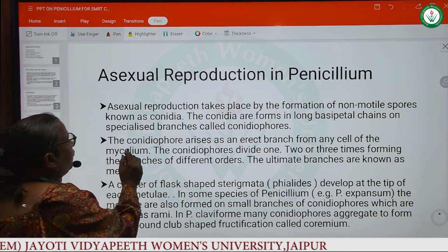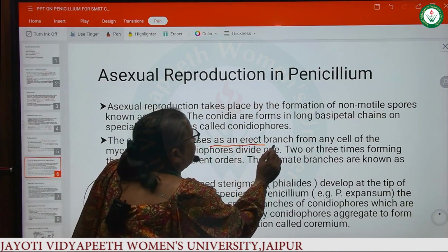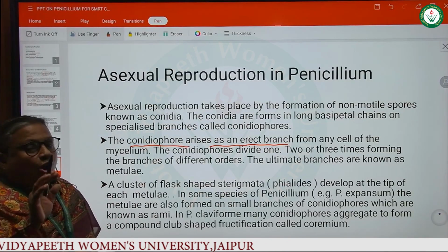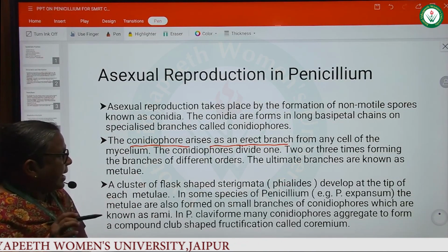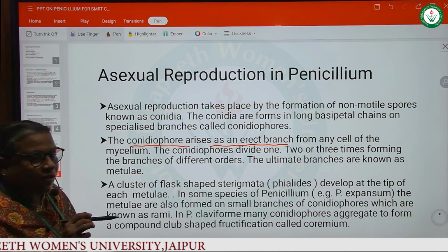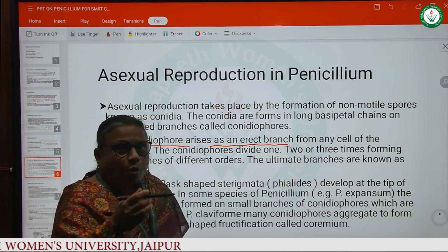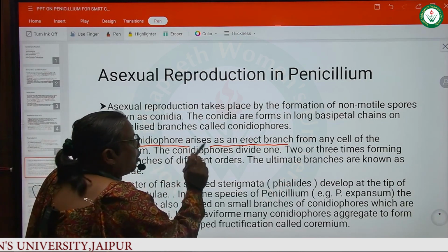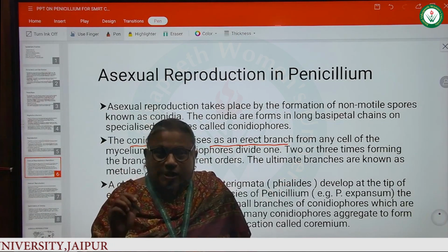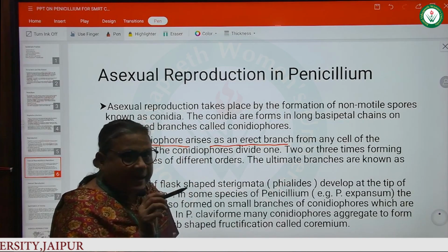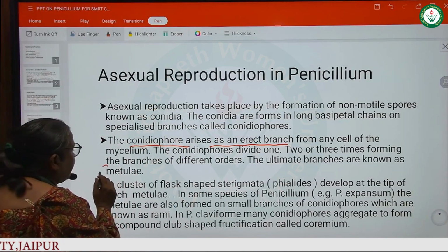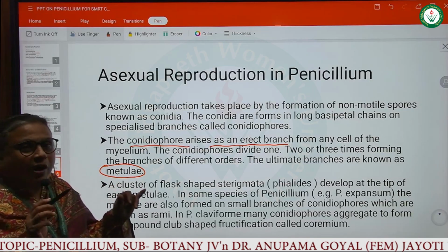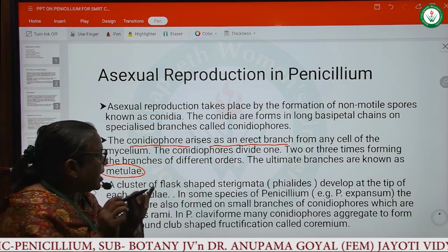The conidiophore arises as an erect branch from any cell of the mycelium, and the conidiophore divides 1, 2 or 3 times, forming branches of different orders. The ultimate branches are known as medullae. Medullae bear a cluster of flask-shaped sterigmata.